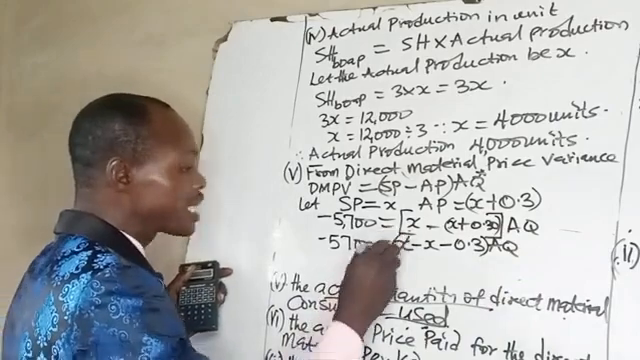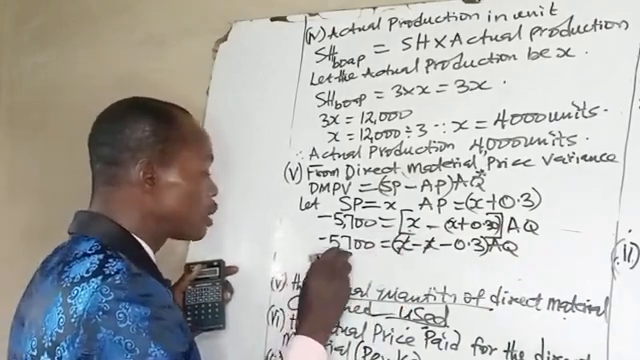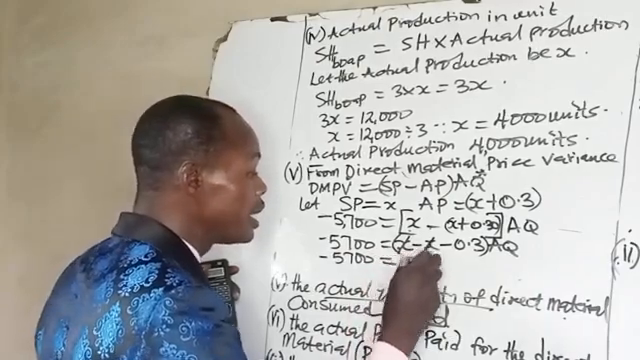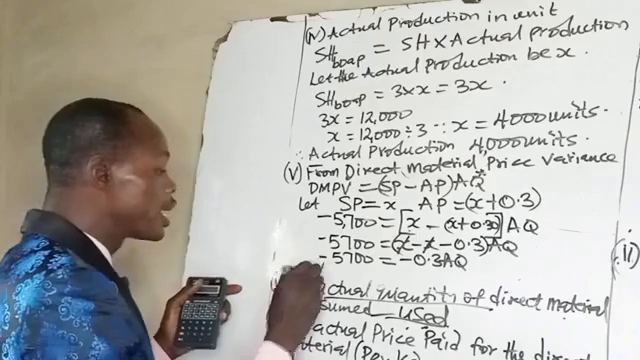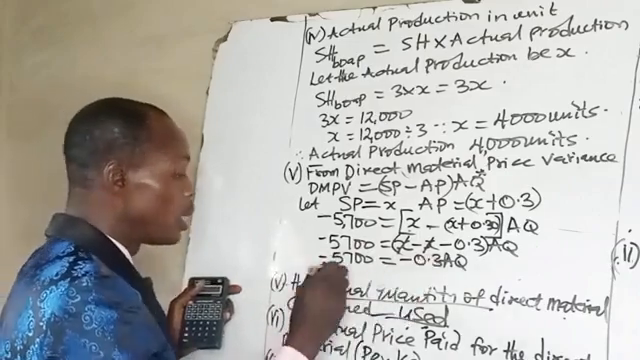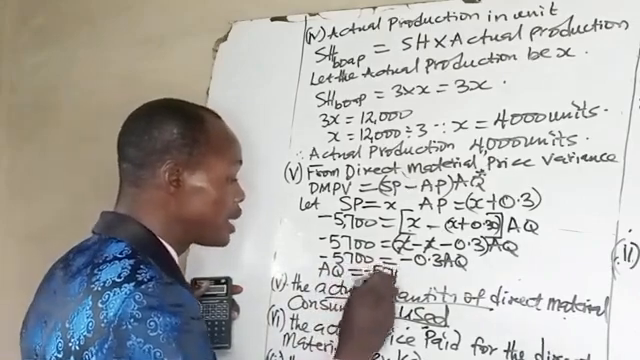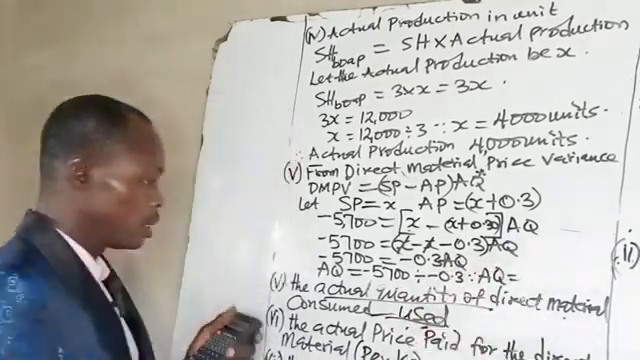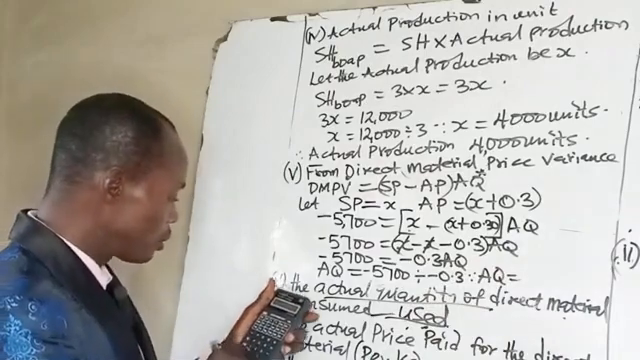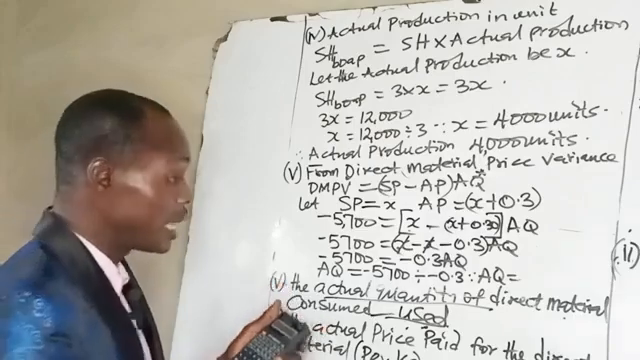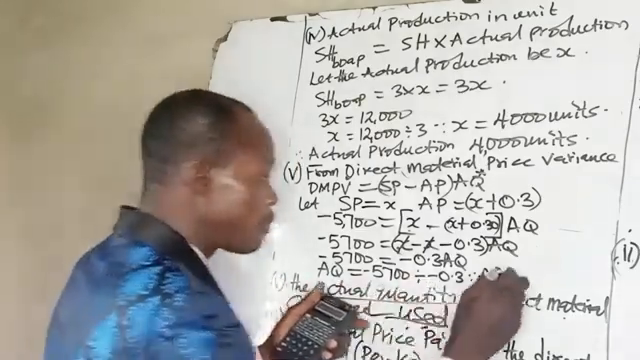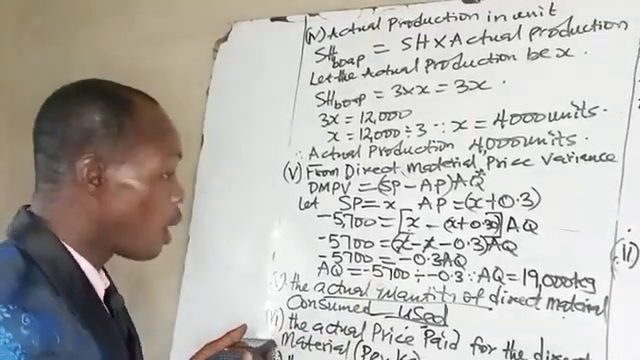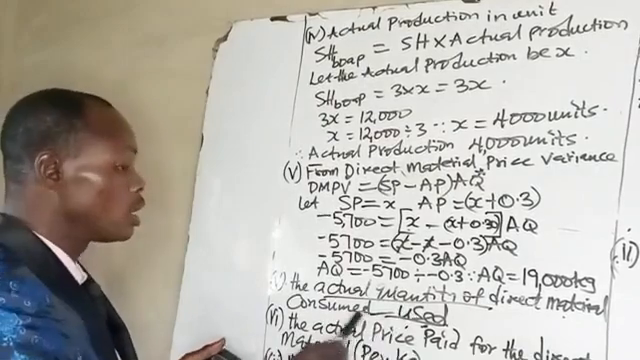So X minus S, that is gone. You'll be left with minus 5,700 equals minus 0.3 times AQ. Therefore, to solve for AQ, divide both sides by minus 0.3. So AQ will be minus 5,700 divided by minus 0.3. Therefore, AQ, actual quantity. If you divide that, 57 divided by 0.3 gives us 19,000. We cancel the minus, so you have 19,000 kilograms. Therefore, the actual quantity of direct material consumed is 19,000 kg.